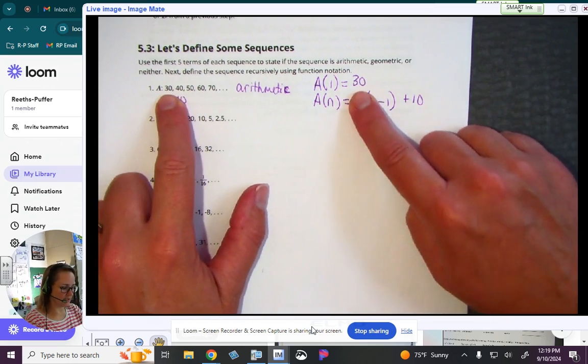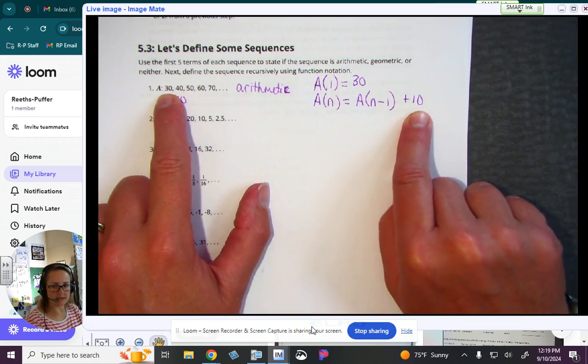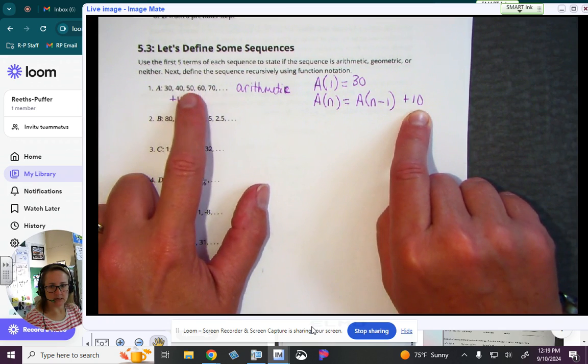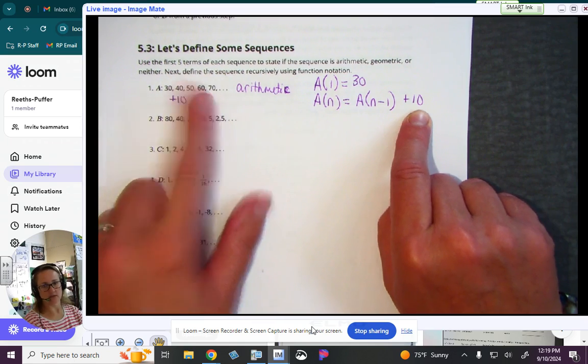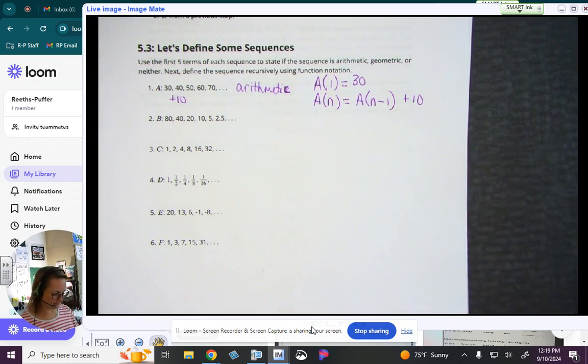So start with 30. For my next term, I take 30 and I add 10. For my next term, I take 40 and I add 10. For my next term, I take 50 and I add 10. So that's what this is saying. Take the prior term, add 10 to it.